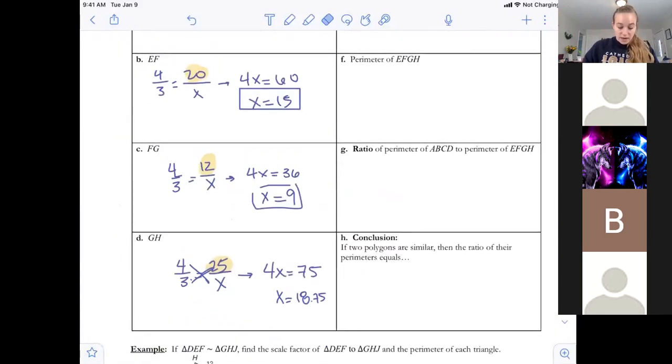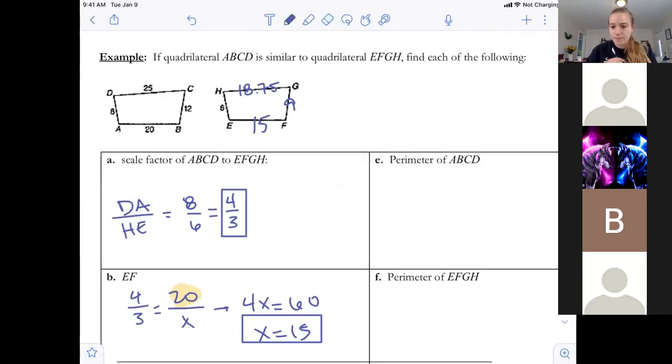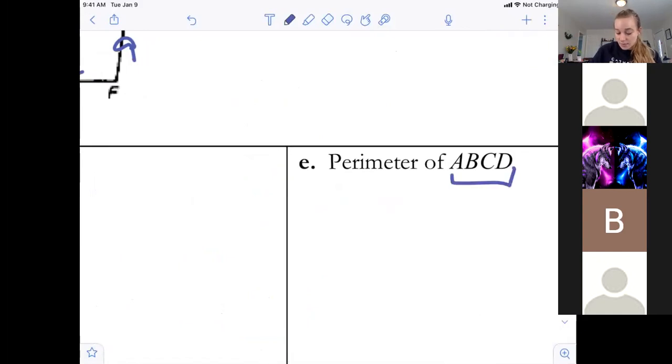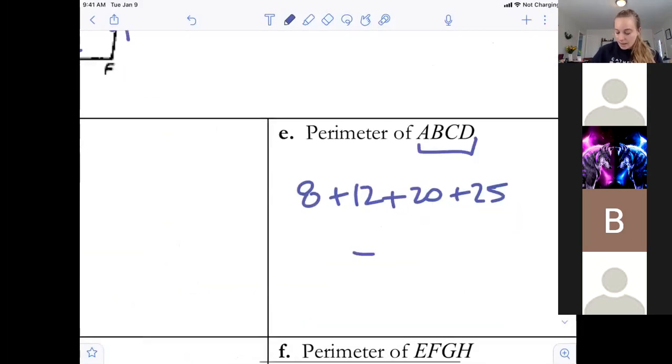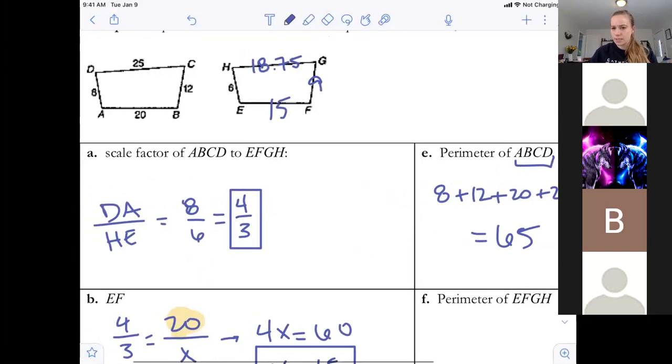Okay, so those were all of our side lengths. We had to do our proportions for that. Now I want to do something with the perimeter. So how do I find the perimeter of ABCD? What do I do there? You add all the lengths together. Very good. I'm looking at ABCD, so I'm doing 8 plus 12 plus 20 plus 25. And that all adds up to, I believe, 65. Does that sound good to you guys? Any complaints?